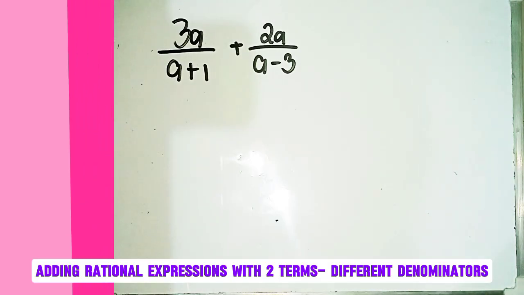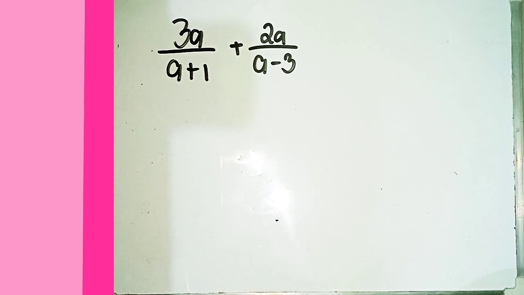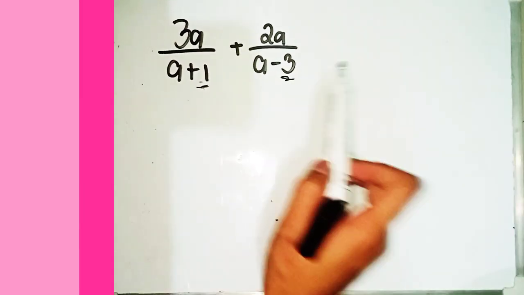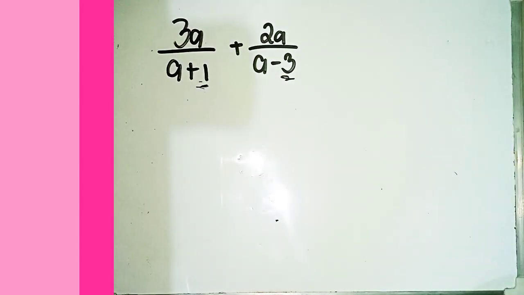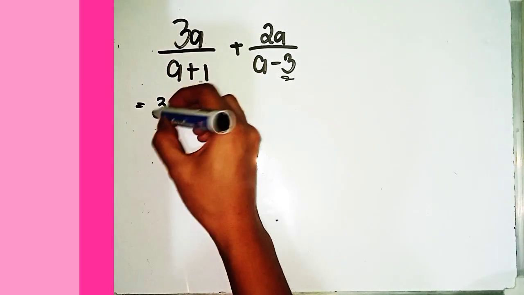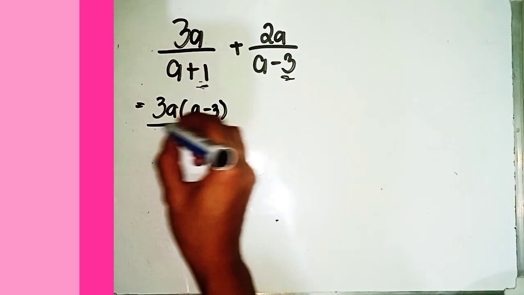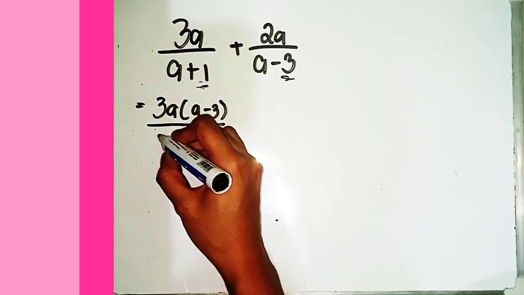So now let's proceed to our fourth example. We have 3a all over a plus 1 plus 2a all over a minus 3. As you can see here, we have two terms and they don't have the same denominator. So the first thing that we should do is to get their LCD. The LCD of a plus 1 and a minus 3 is a plus 1 and a minus 3.